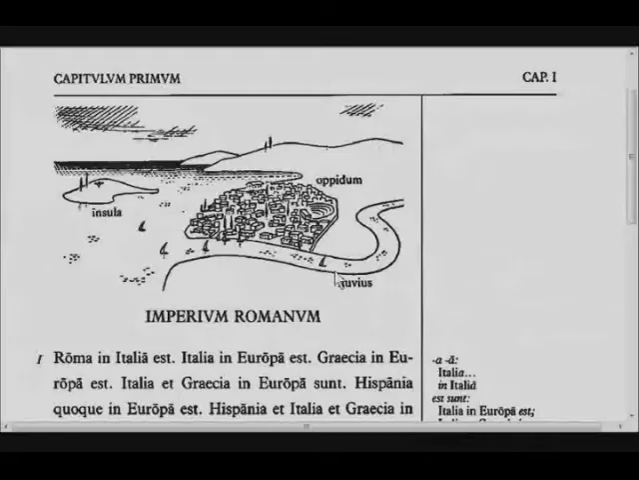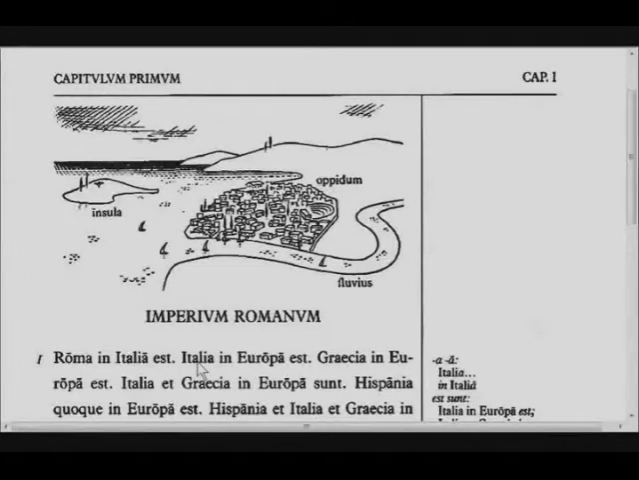So here we are in the Lingua Latina text, Capitulum Primum, and I'm going to go through the entire chapter pointing out the major grammar features. First, you see in line 1 two different forms of Italia: Italia with a long A, and Italia with a short A on the end.